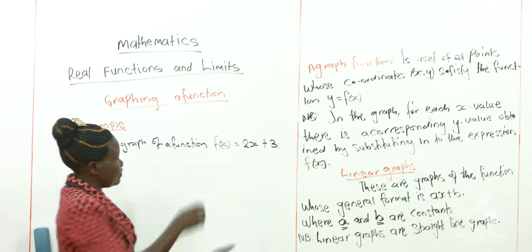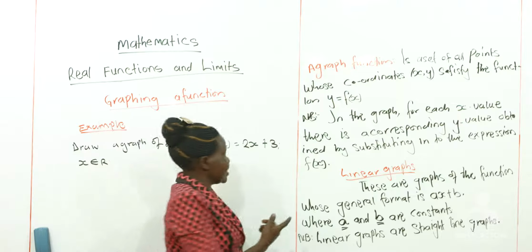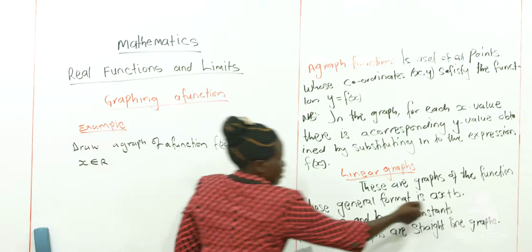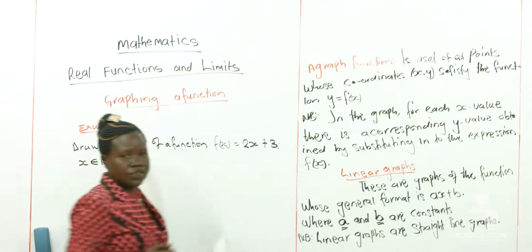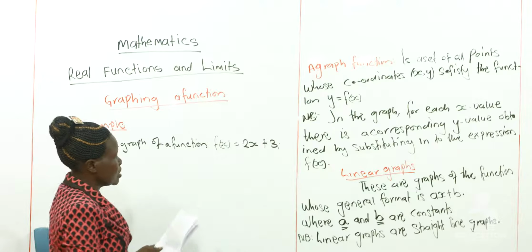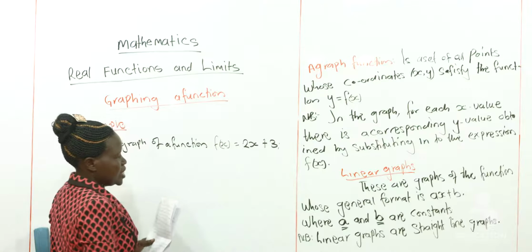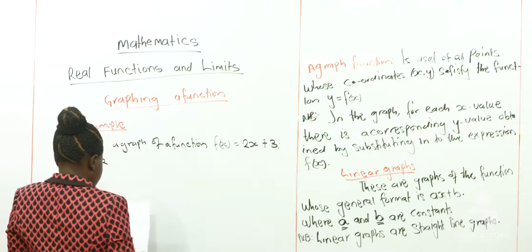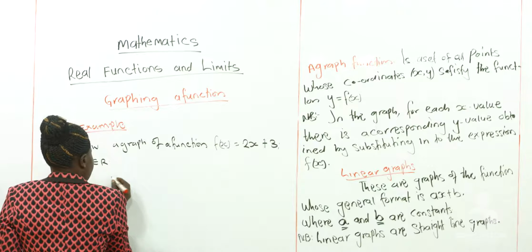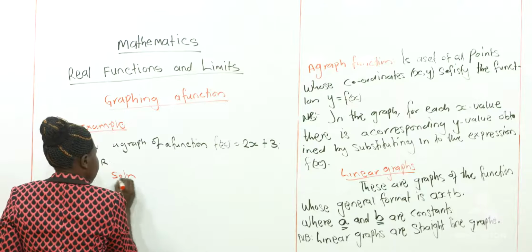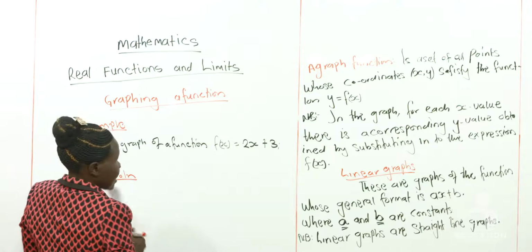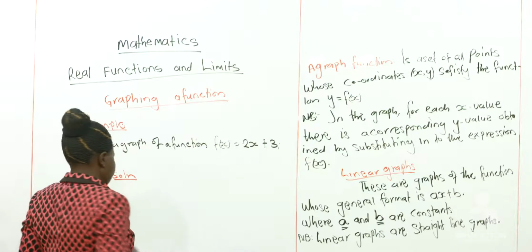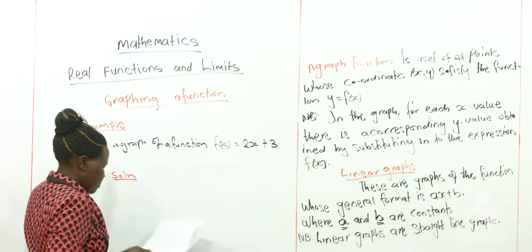When you look at this function, you find that it is in the format of ax plus b, which is a linear function. So after identifying that it is a linear function, you are going to draw a linear graph. How do we get the values of x and y? Because for you to draw a graph, you must have values of x and y.